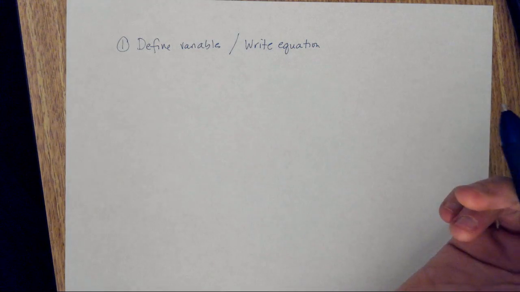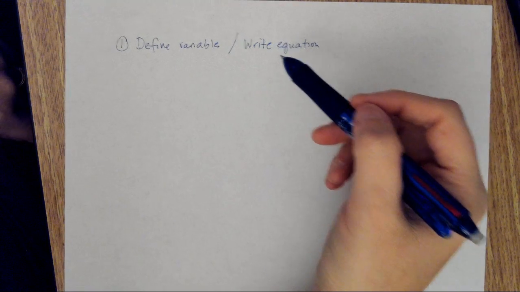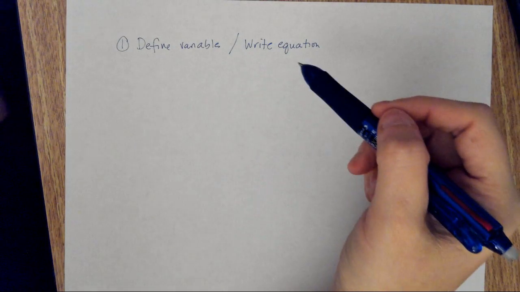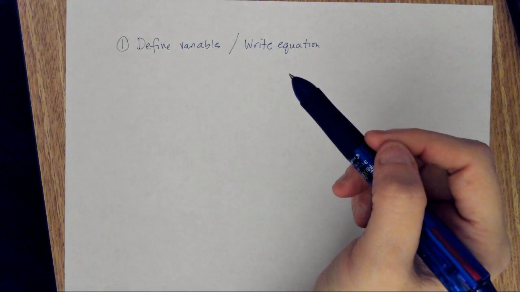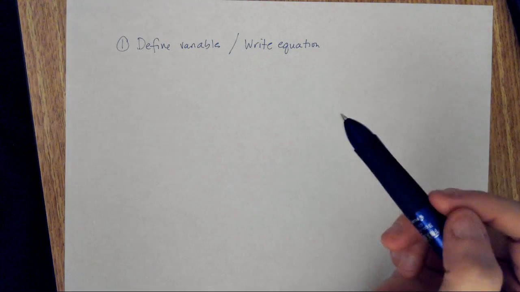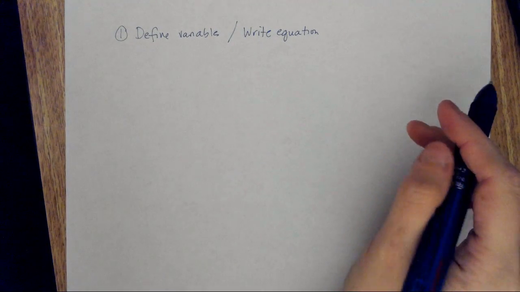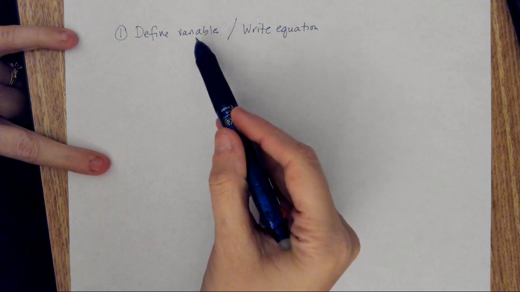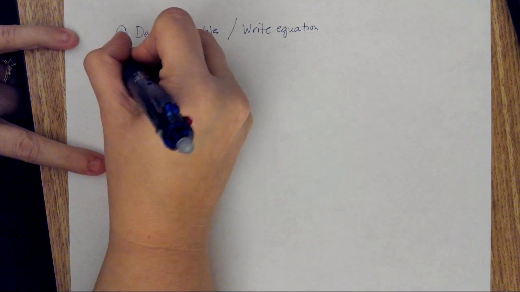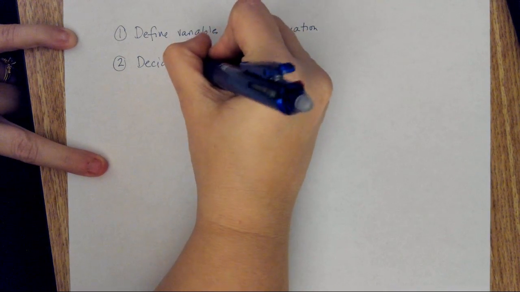Some people, like myself, can't define the variables first. I have to write the equation first. Once I write the equation, then I can define the variables. The equation just comes to me, and then I define the variables afterwards. All that matters is these are the first things you do. First, you define your variables and write an equation. Once you've done that, you have to decide your data type.